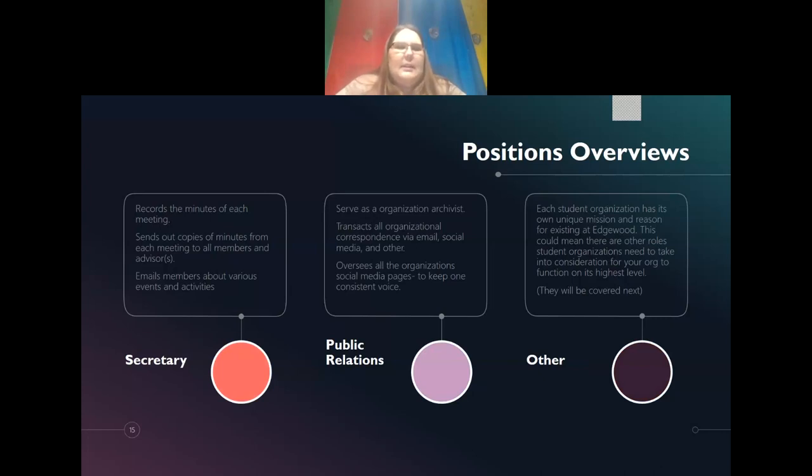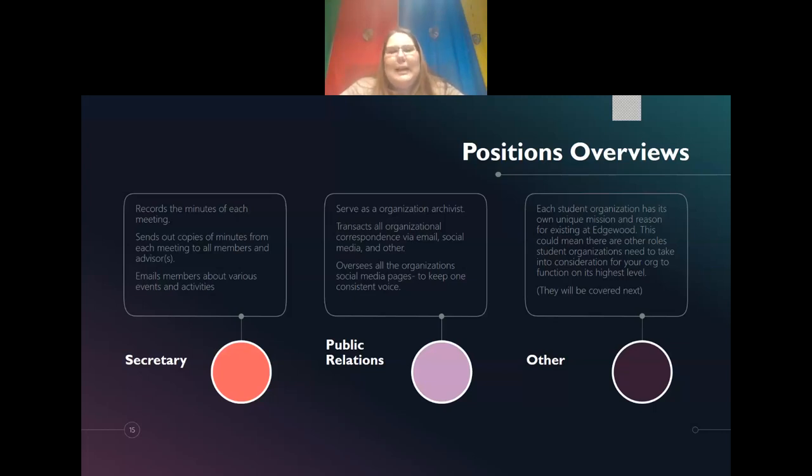So for secretary, they're often recording the minutes of each meeting and sending out copies of those minutes to all of the members and typically advisors. And they also email members about various events and activities. So really just fine-tuning and holding on to and being responsible for all the ongoings of the org and communicating those.